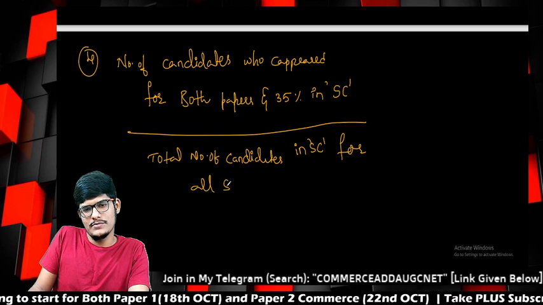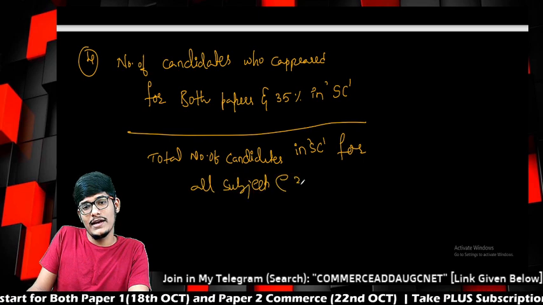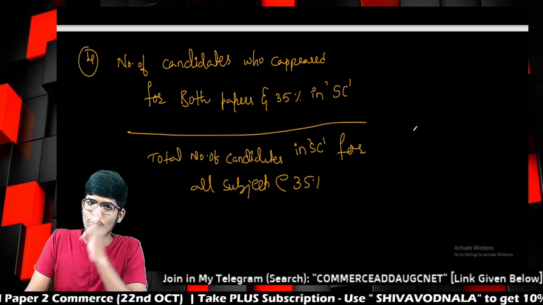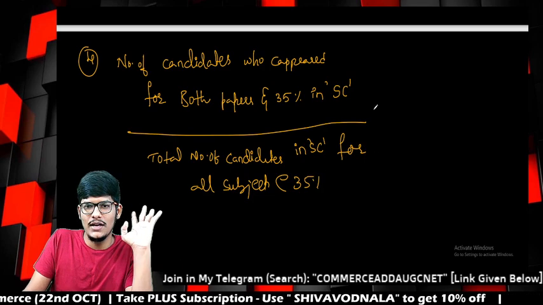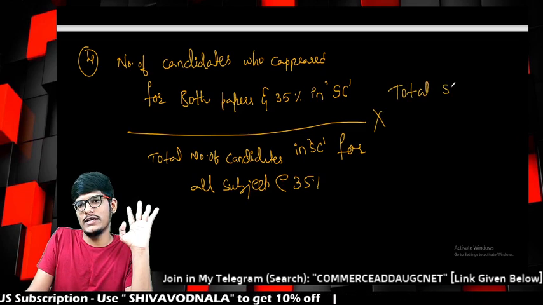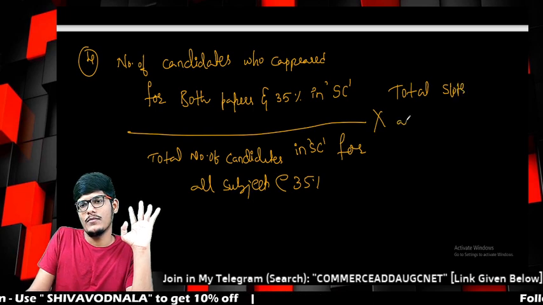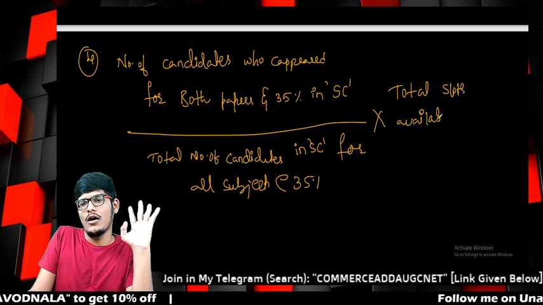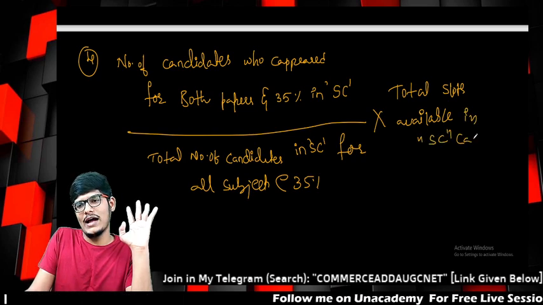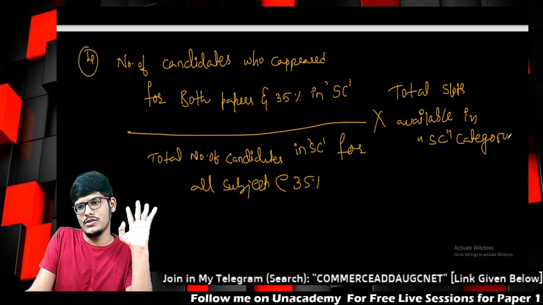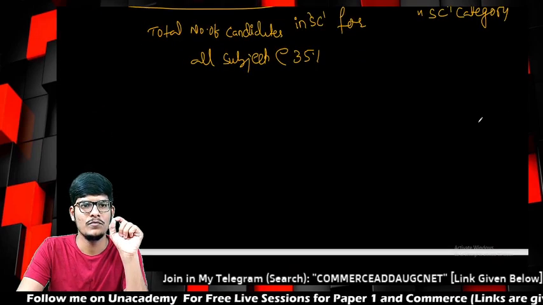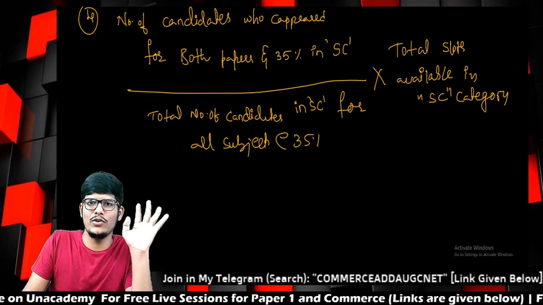For all subjects taken together, who qualified at 35%, minimum 35% they have got. SC category, total all subjects together who got 35%, multiplied by total slots available in the SC category. Total slots available in the SC category all together, as per the reservation which we calculated, which is 10,000 as per the example. Look at SC category, 10,000 as per the reservation we calculated. Now this is the formula that we are going to apply.